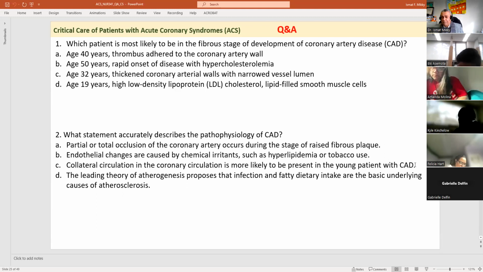What statement accurately describes the pathophysiology of CAD? It's B. The endothelial changes are caused by chemical irritants such as hyperlipidemia. Yep. Very good.